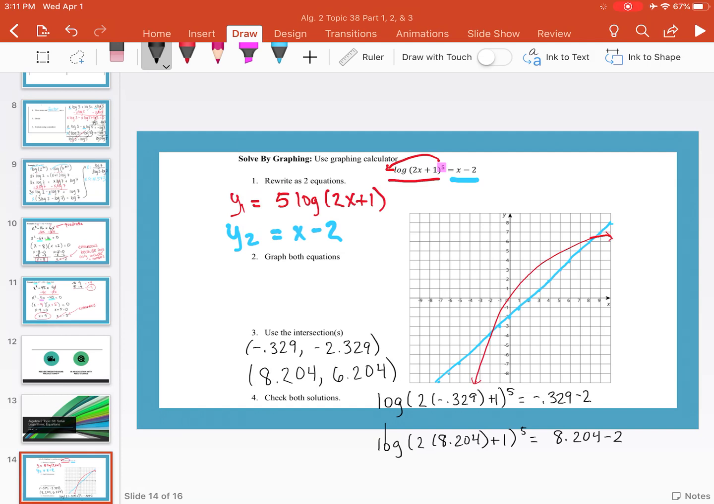So for the first point, we get approximately that negative 2.329 equals negative 2.329. And for the second equation, we have 6.204 equals 6.204. So both of them work.